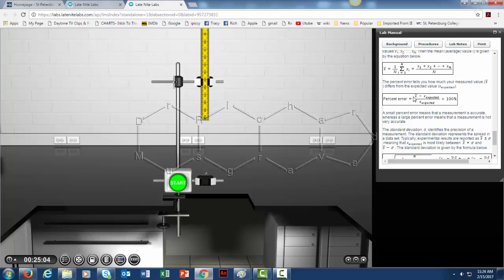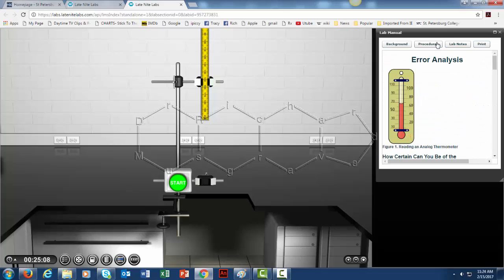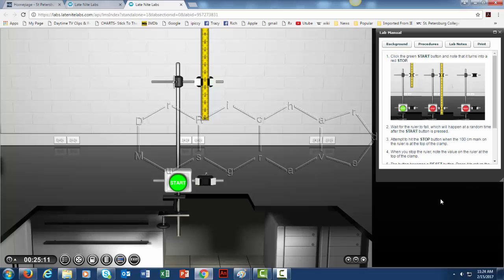equations, which really aren't as bad as they first appear when you first look at them. The procedure is here. The idea is that you'll be faced with this situation where you've got this ruler up here, and then you're going to hit start, and then you have to stop it, and it will catch it here. The whole idea is to see if you can catch it around 100 centimeters as read at the top of the clamp here, and I'll show you how that goes in a second.